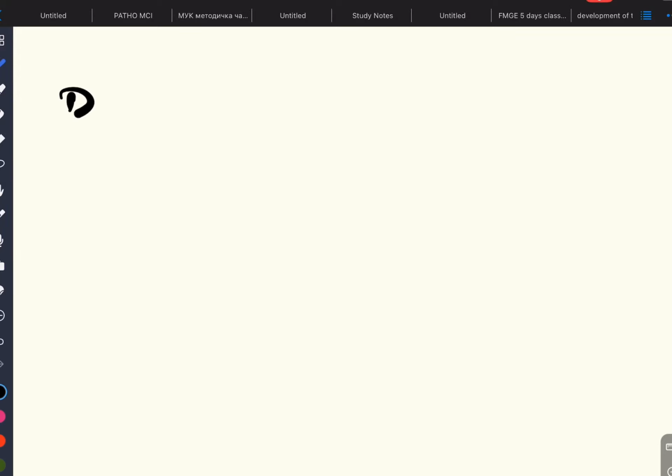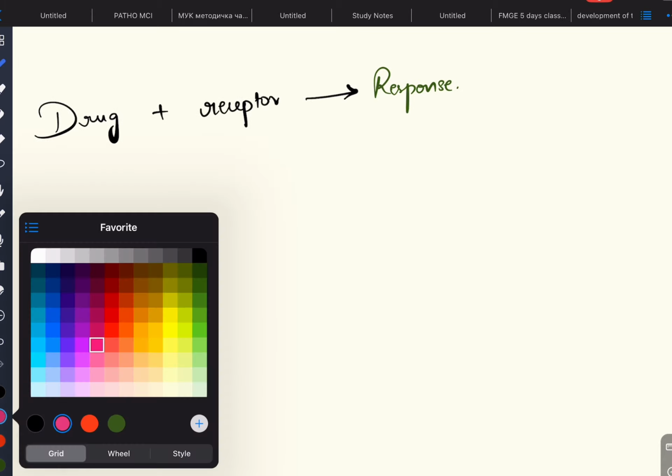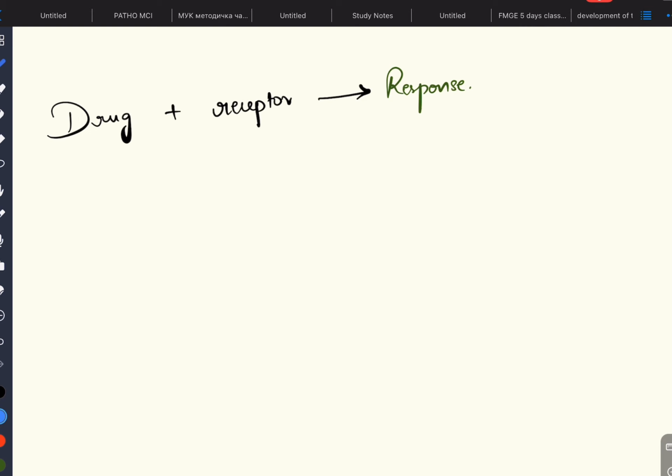So first, what happens? Okay, so this is a drug. When it binds to a receptor, we get a response. This is the general theory, right? Now let's see an example of this theory. Suppose adrenaline, when it binds to the beta 1 receptor, the response is an increase in heartbeat.